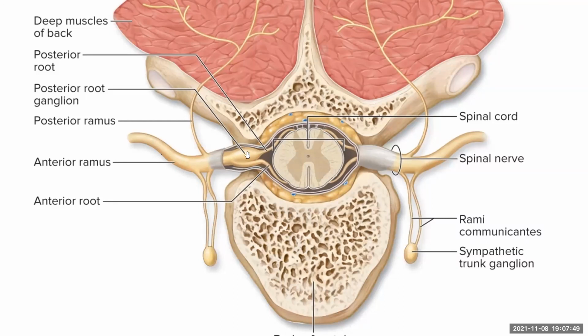Here's our dorsal root or posterior root ganglion, where the cell bodies of our primary neurons sit. And then you'll notice off the anterior portion here, you'll see these two little structures coming off. And those are called the rami communicantes. And they attach to this structure here, right? This is one of our sympathetic trunk ganglion. And our sympathetic trunk ganglia are part of what we call the sympathetic trunk.